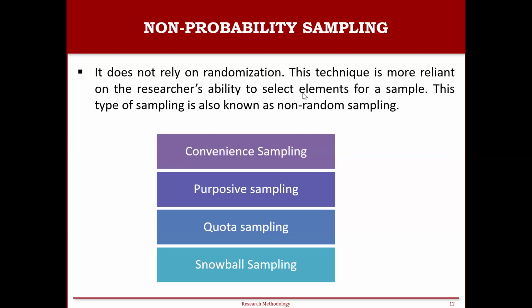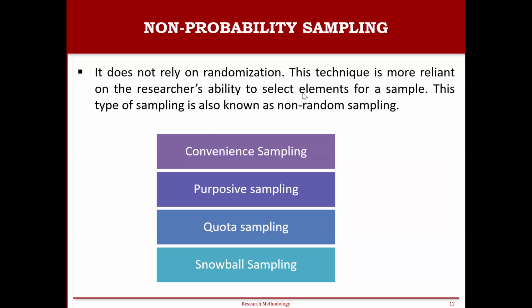As a researcher, we can select the persons or individuals who are really easy for us to reach and convenient for us to reach, and select them as the sample. Right, so that is what we do under convenience sampling. It is really fast and it is the easiest way under non-probability sampling techniques.